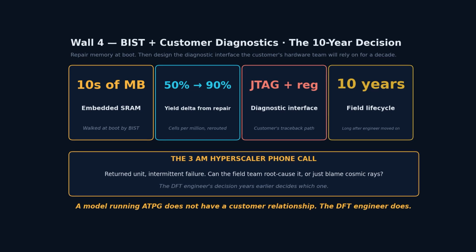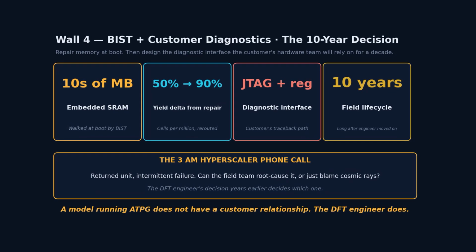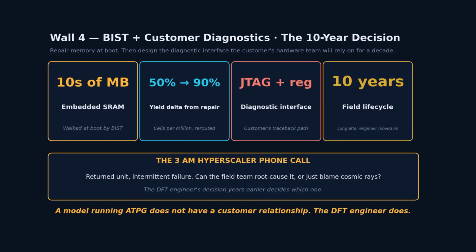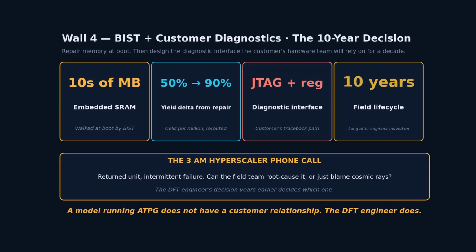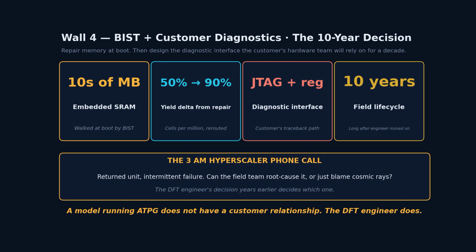Wall 4 is built-in self-test and customer diagnostics. Built-in self-test, BIST, is the test logic that runs on the chip itself, without a tester, for things a tester cannot easily reach. Embedded SRAM and HBM stacks especially. Modern AI accelerators carry tens of megabytes of SRAM and several gigabytes of HBM. The BIST controller walks the memories at boot time, finds defective cells, and reroutes them to redundant rows and columns. A few cells per million repaired in place instead of throwing the entire die away. That repair is the difference between 50% and 90% yield on a new node.